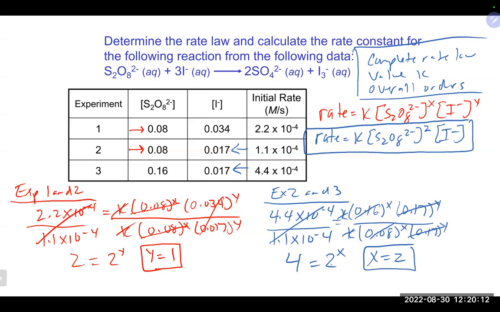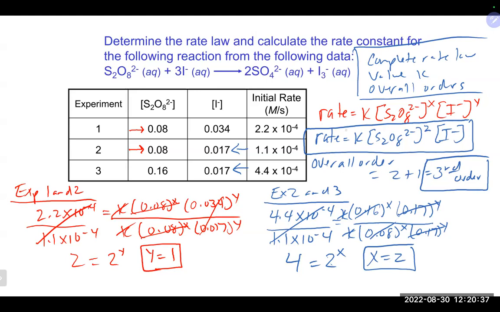First off, any questions on that part of the calculation? The overall order here would be, in this case, 2 plus 1, which would be a third order reaction. And again, that's found by simply adding the orders together.